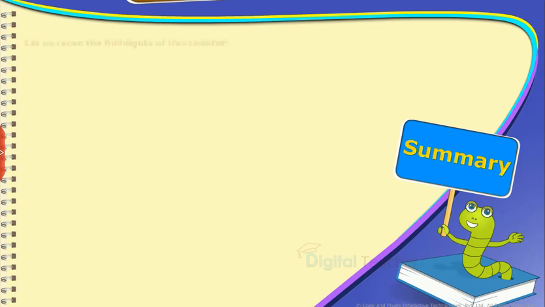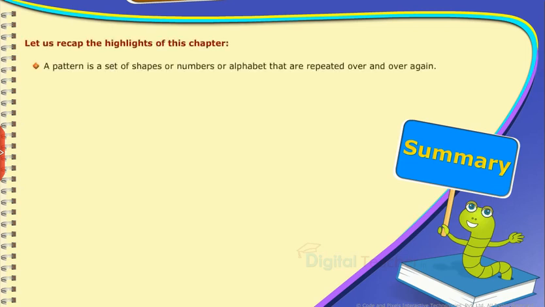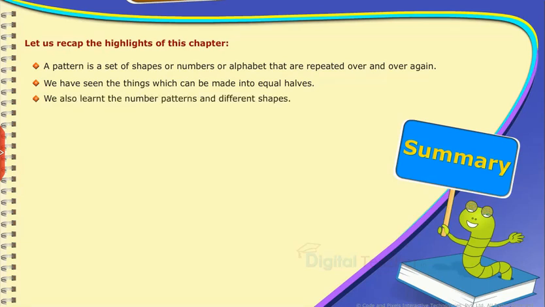Summary. Let us recap the highlights of this chapter. A pattern is a set of shapes or numbers or alphabet that are repeated over and over again. We have seen the things which can be made into equal halves. We also learned the number patterns and different shapes.